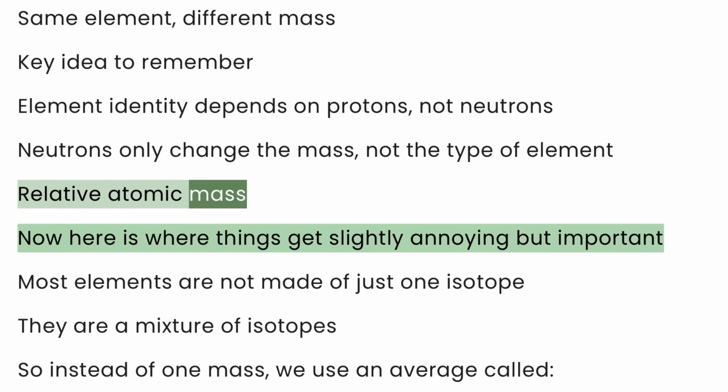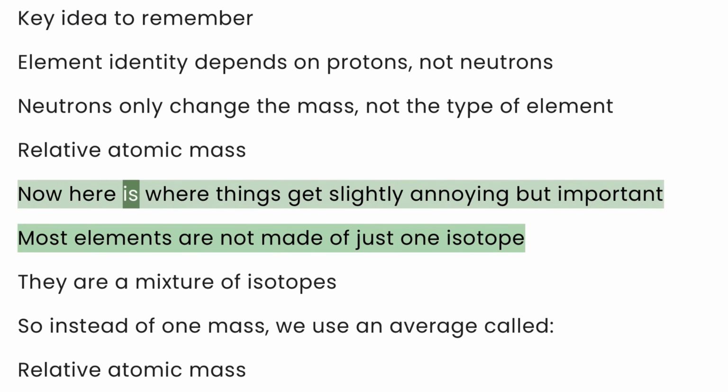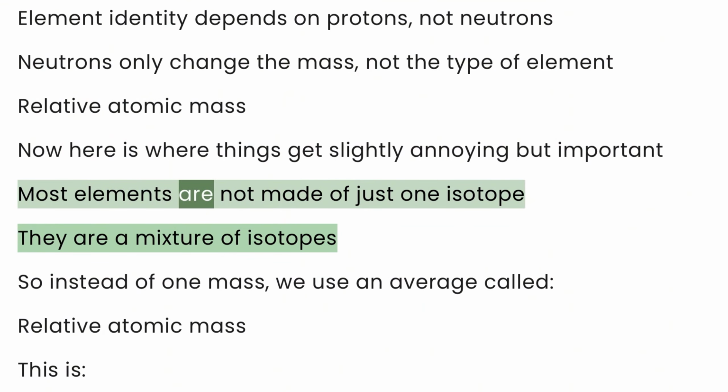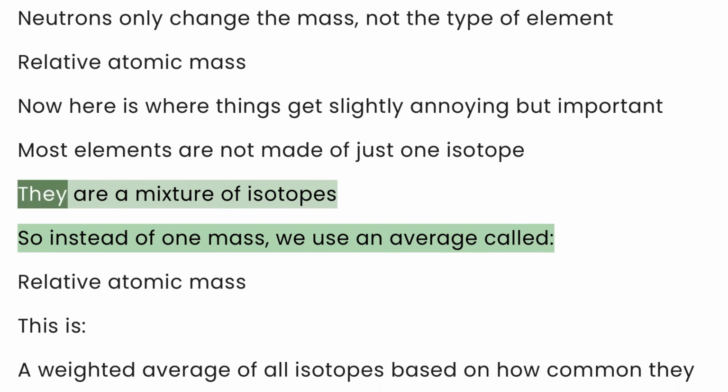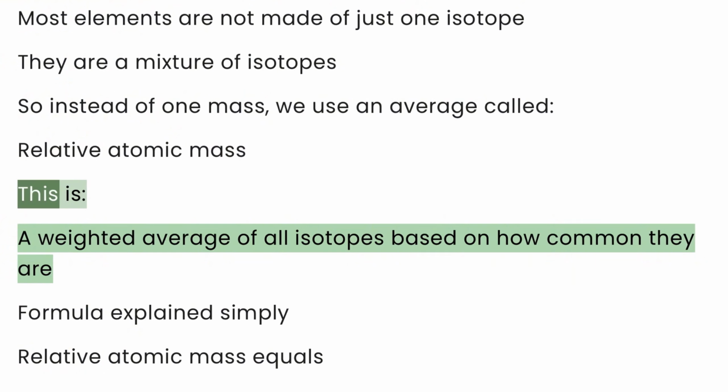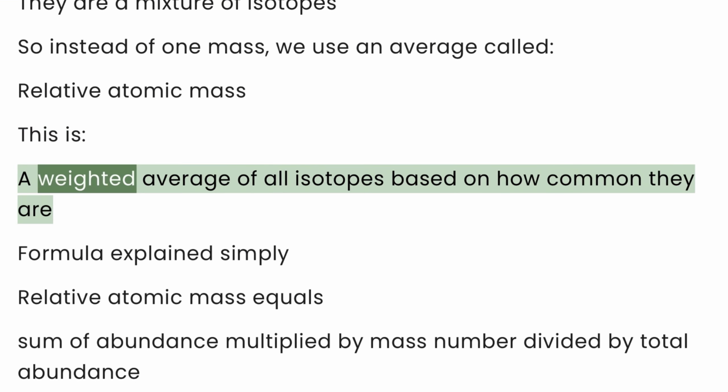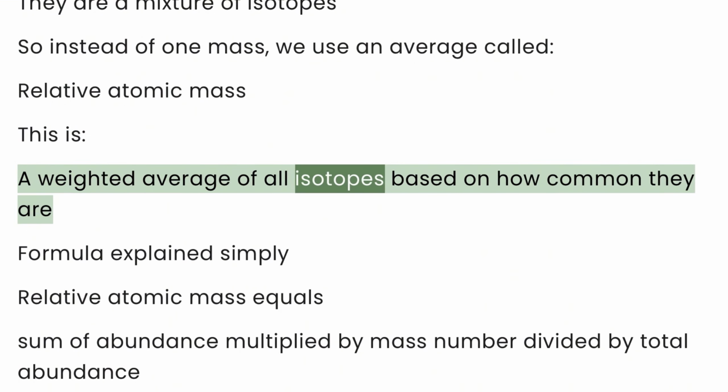Relative atomic mass. Now here is where things get slightly annoying but important. Most elements are not made of just one isotope. They are a mixture of isotopes. So instead of one mass, we use an average called relative atomic mass. This is a weighted average of all isotopes based on how common they are.